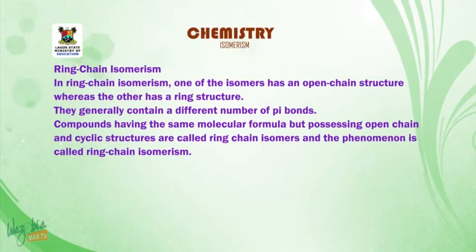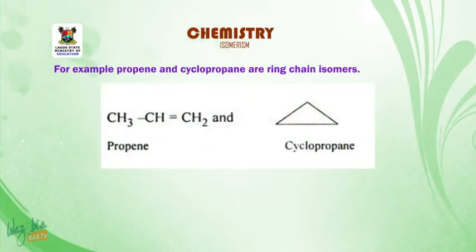Now, welcome back. Let's quickly look at ring chain isomerism. In ring chain isomerism, one of the isomers has an open chain structure, whereas the other has a ring structure. They generally contain a different number of pi bonds. Compounds having the same molecular formula but possessing open chain and cyclic structures are called ring chain isomers, and the phenomenon is called ring chain isomerism. For example, propene and cyclopropane are ring chain isomers.